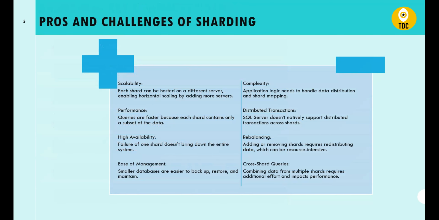So quickly, what are the pros and challenges of sharding? So pros, the scalability, right? Because you have data in different servers, you can have horizontal scalability by adding servers. Performance: queries are faster because each shard contains a subset of the data and it's distributed computing. So each shard has its own CPU, memory, IOs, right?